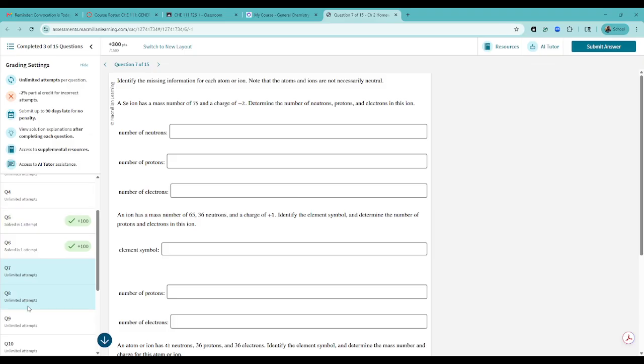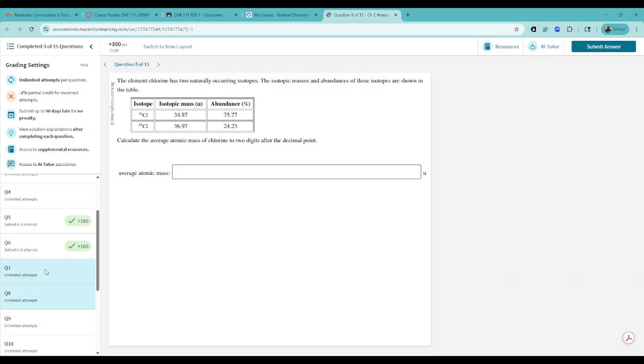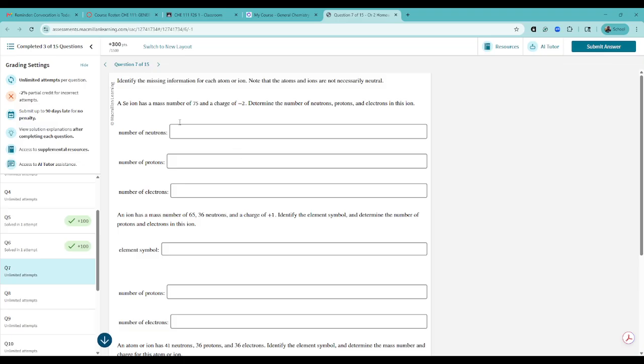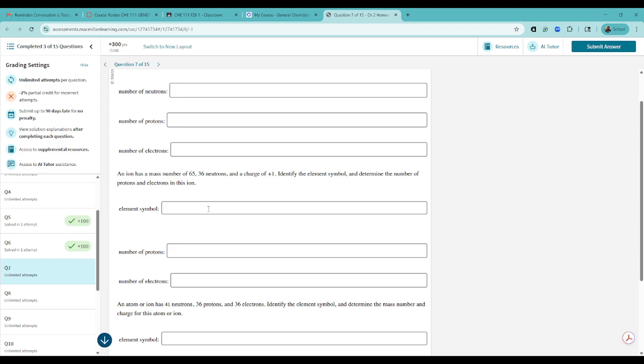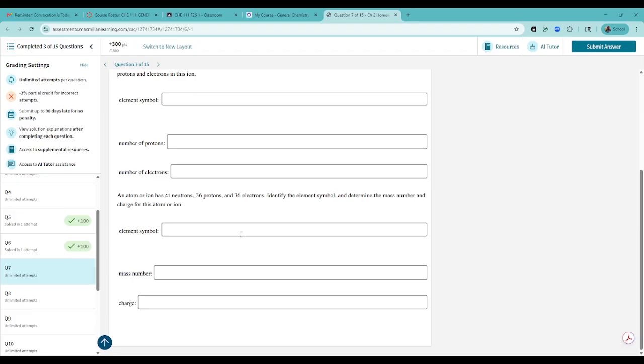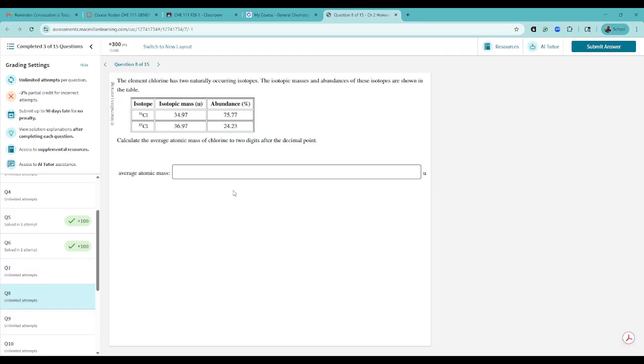I'm going to jump ahead to 8. Basically the same idea. We're going to use the protons to find the elemental symbol and then find the number of electrons. Make sure you scroll down and answer all the questions. But 8 and 9 are isotopic abundances, and so I want to show those. So chlorine is 34.97 with an abundance of 75.77 and 36.97 with an isotopic abundance of 24.23.